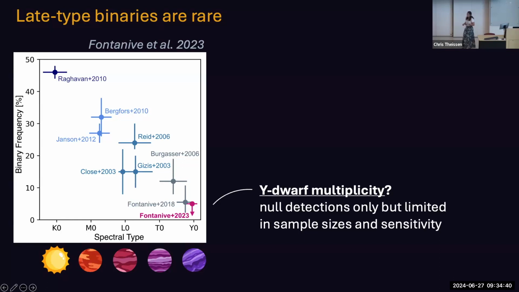But as we're now entering the Y dwarf regime, we don't actually know much about the multiplicity of Y dwarfs. Very few of them have been targeted for binarity. The few that have been resulted in null detections. But these observations were really limited in sensitivity because these Y dwarfs are so cold and so faint and so challenging to observe. So we probably expect Y dwarf binaries to be quite rare, but we haven't formally confirmed this yet. So that'd be a good thing to do. And who knows, maybe something unexpected will await us.